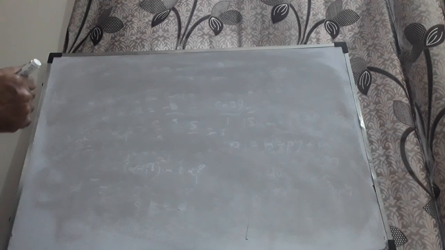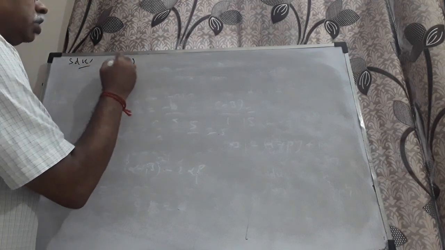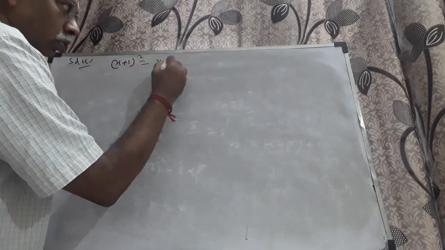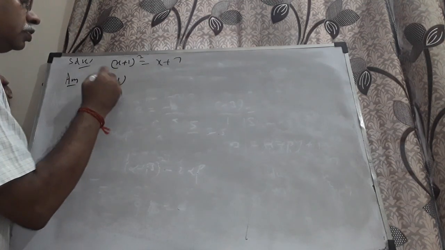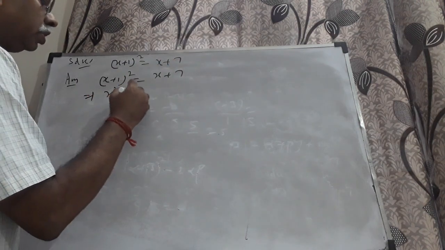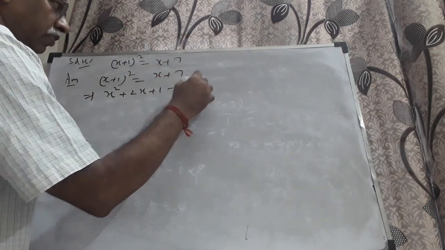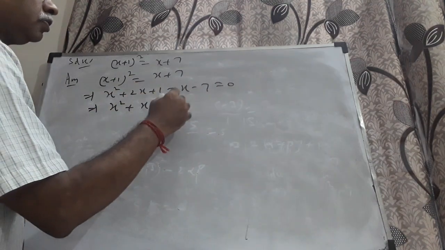The first problem meant for today goes like this. Solve (x plus 1) whole square is equal to x plus 7. Now, the answer goes like this. (x plus 1) whole square is equal to x plus 7, which implies x square plus 2x plus 1 minus x minus 7 is equal to 0. x square plus x minus 6 equals 0.